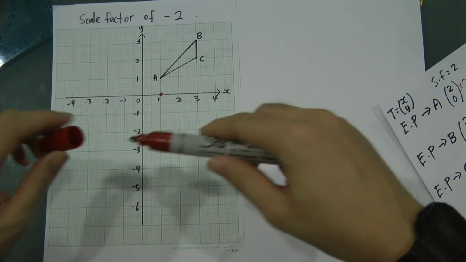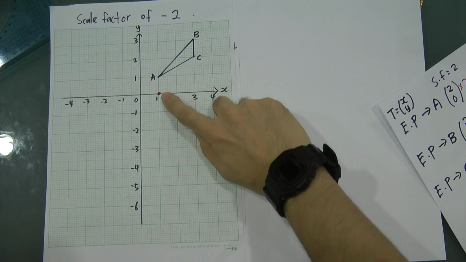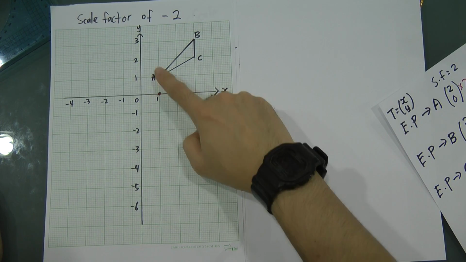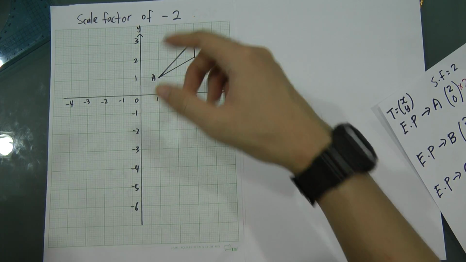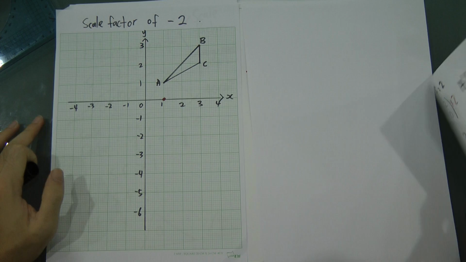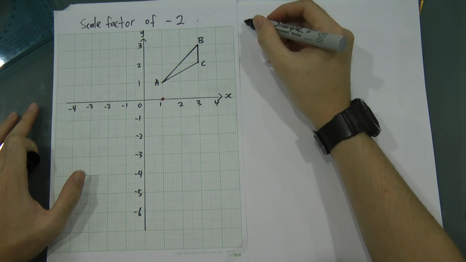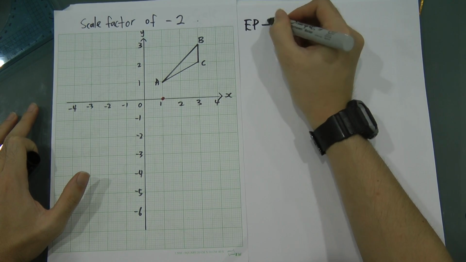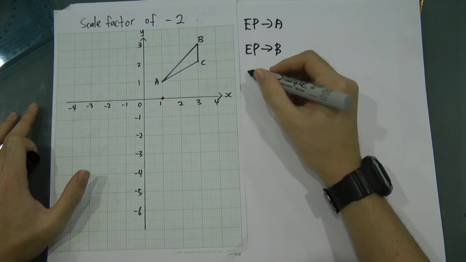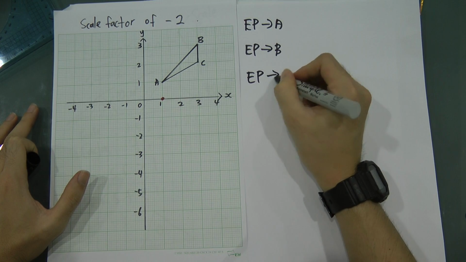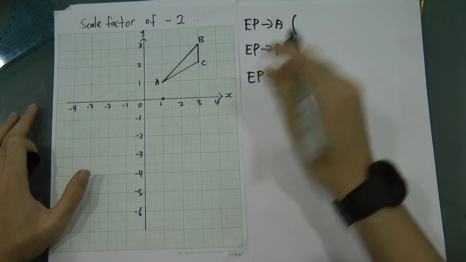Alright, so for example, okay, this is my enlargement point. Do you see the enlargement point over here? This is my A, B, C. Okay, he gives me scale factor of -2. Same. What I do is, I will go from my enlargement point to A, enlargement point to B, and then enlargement point to C. Okay, let's find the translation.